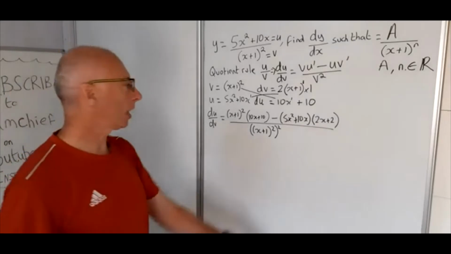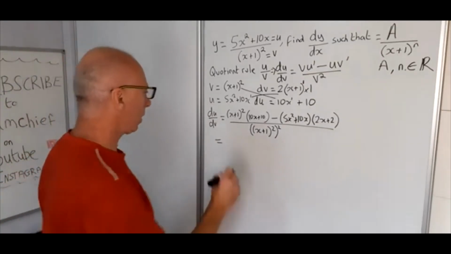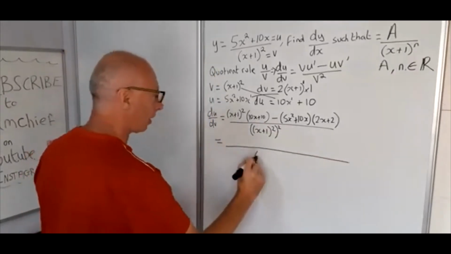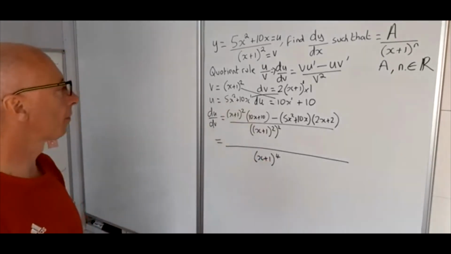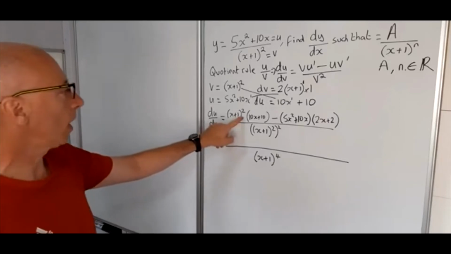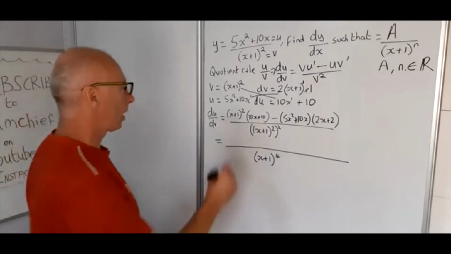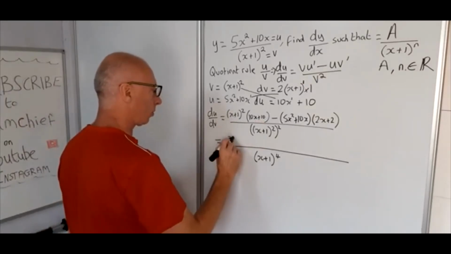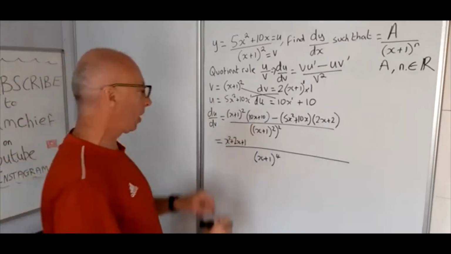Okay, now we need to tidy this up. So the denominator is going to be easy enough: (x plus 1) squared, squared. Let's put that one straight in. That's (x plus 1) to the power of 4. Now here, let's go for this one. (x plus 1) squared times (10x plus 10). So (x plus 1) squared will give us x squared plus 2x plus 1. And then we're going to multiply that by 10x plus 10.